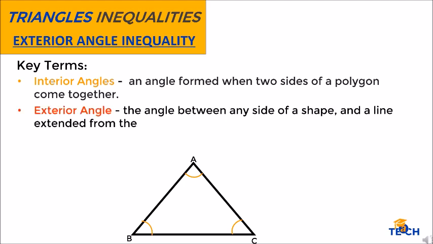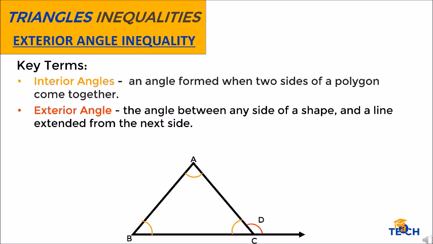This is the angle between any side of a shape and the line extended from the side, just like the other side of our point C. But we will name it angle D, the exterior angle, so that we won't be confused. You can see the red mark there. That is our exterior angle.